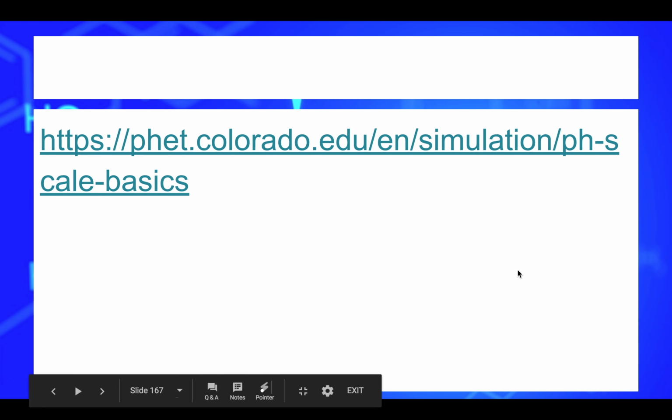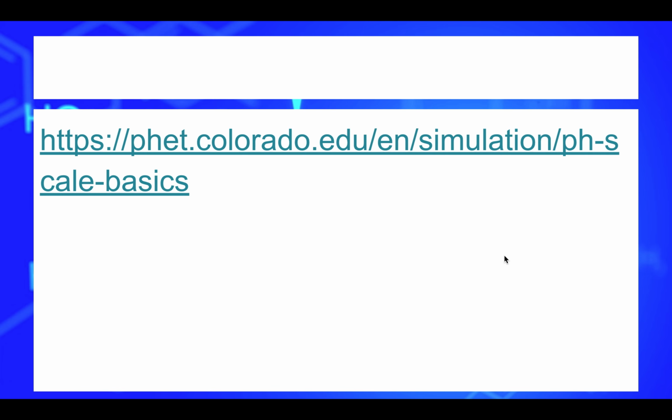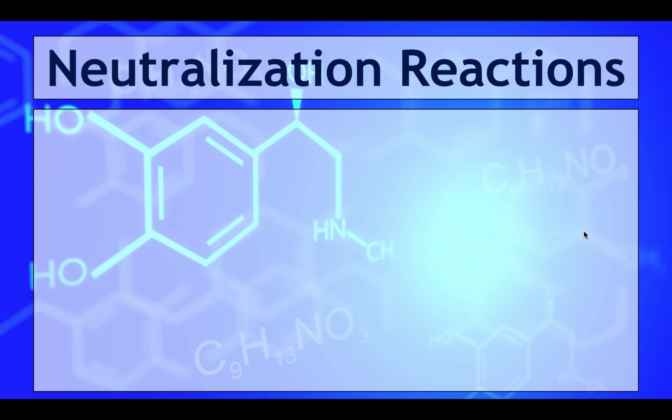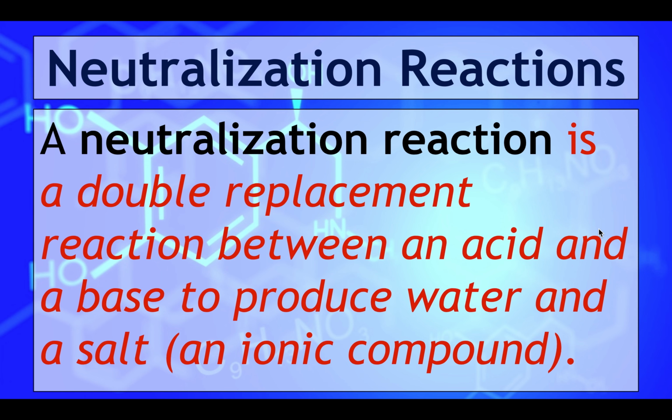We're going to use a PhET simulation to look at the basics of acids and bases. Neutralization reactions. A neutralization reaction is a double replacement reaction between an acid and a base, and it will always produce water and a salt, which is just another name for an ionic compound.